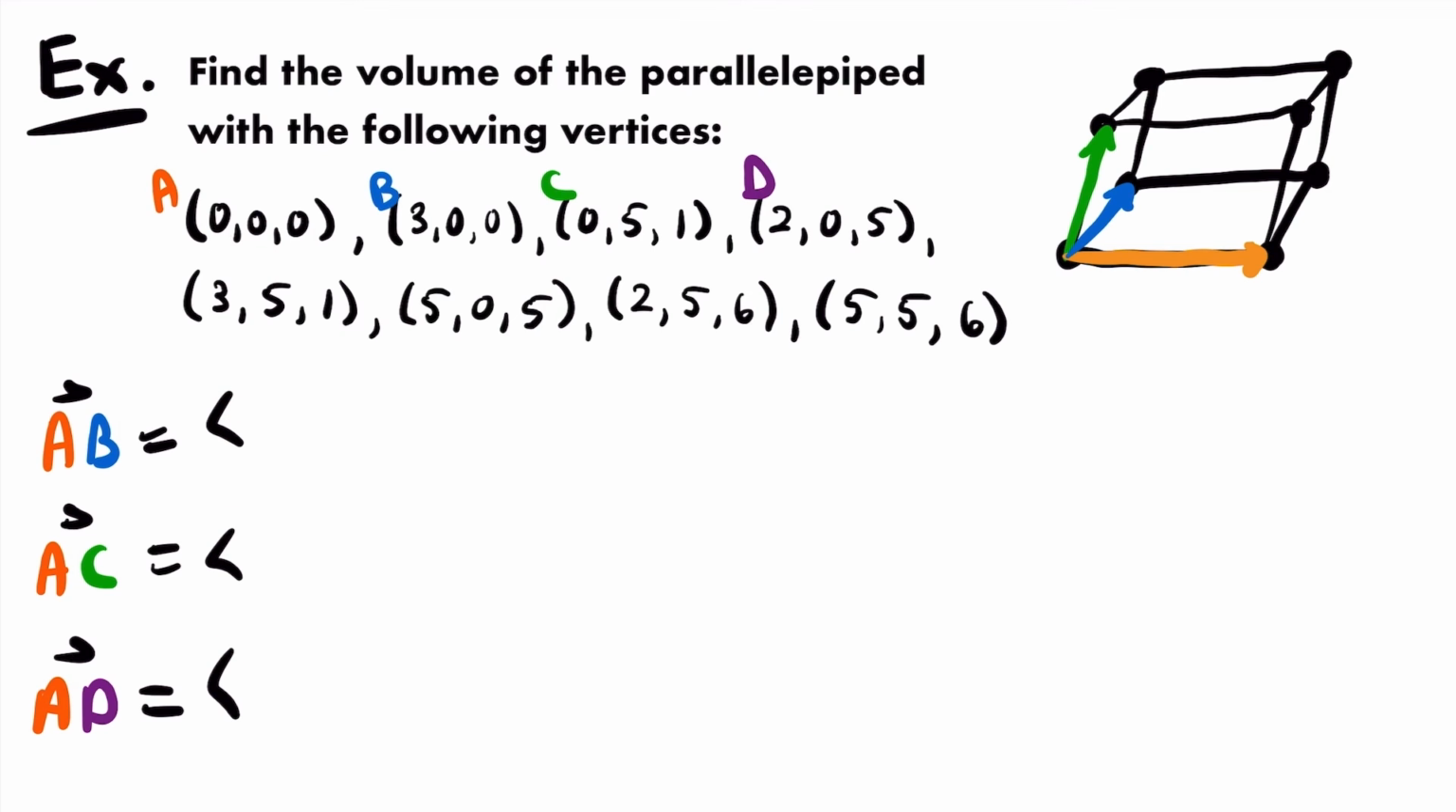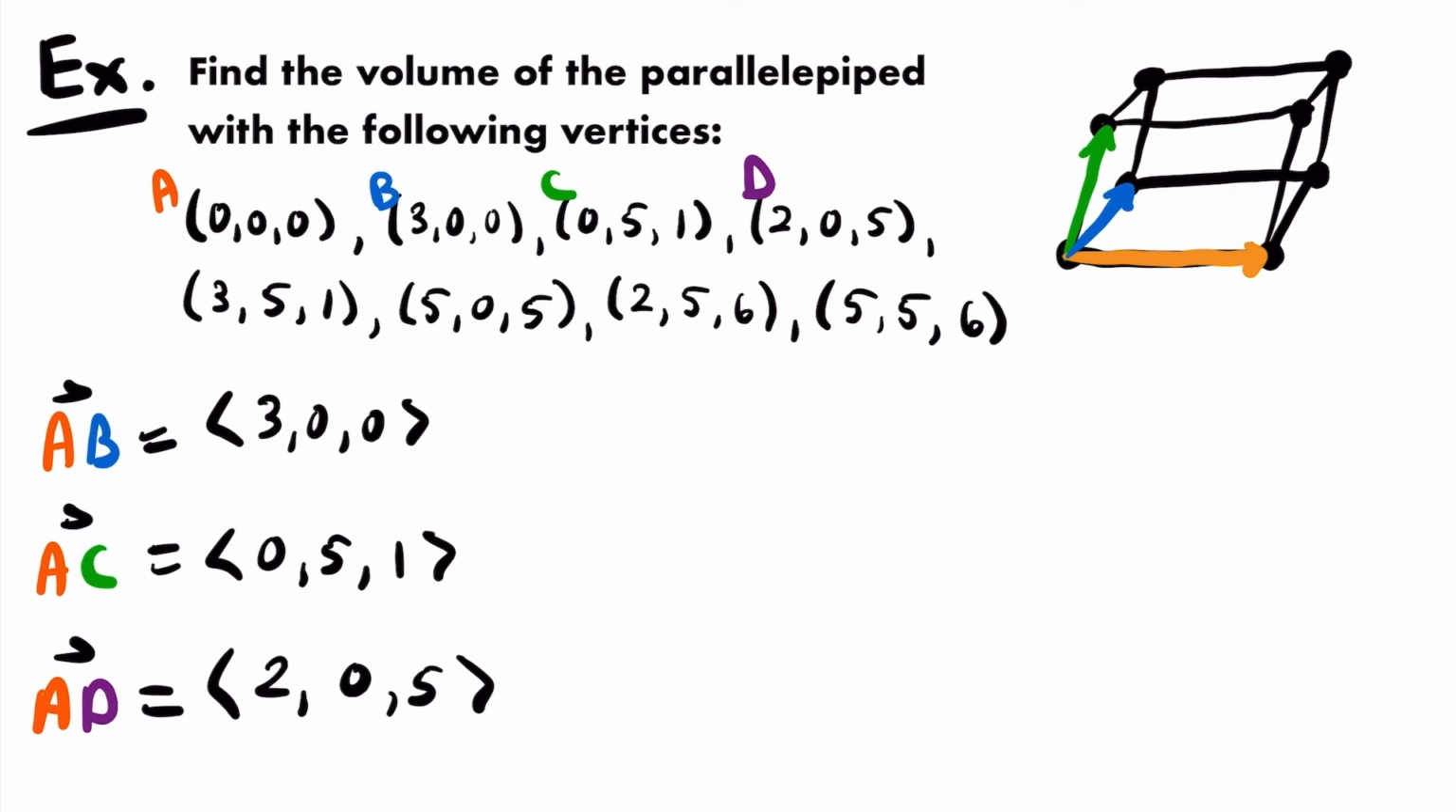So the components of vector AB are 3, 0, 0. The components of vector AC are 0, 5, 1. And the components of vector AD are 2, 0, 5. Okay? Now, what we want to do is calculate the triple scalar product between these 3 vectors.